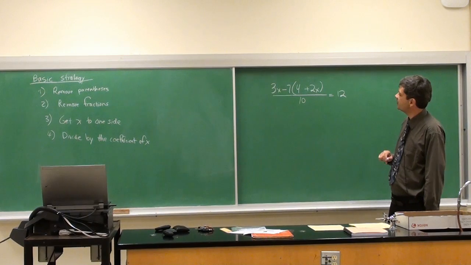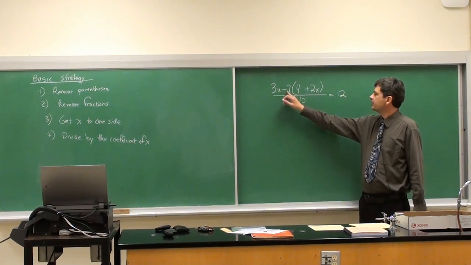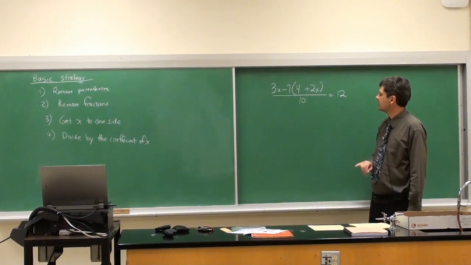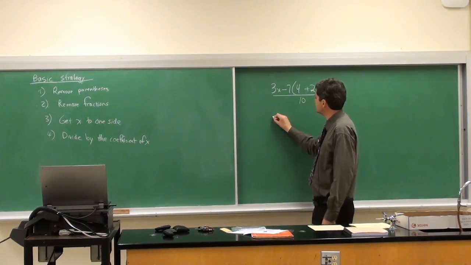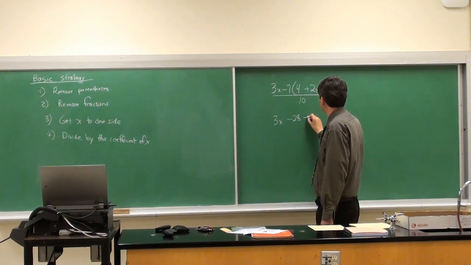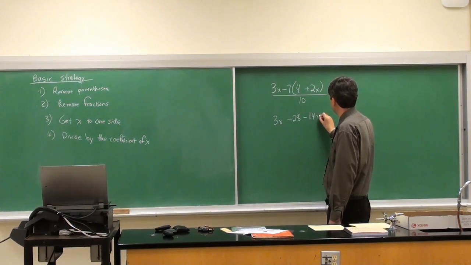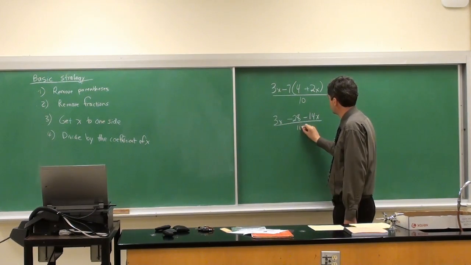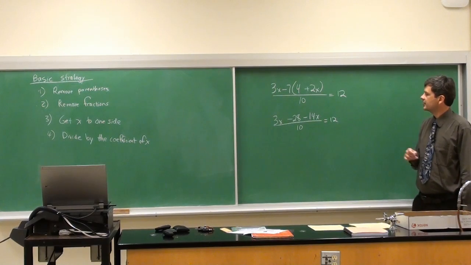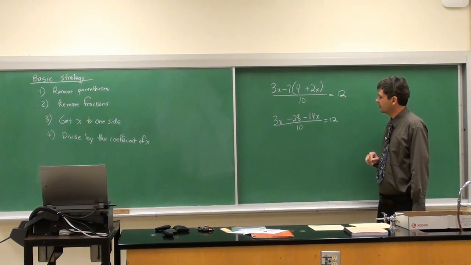So let's do this. First, I'm going to remove the parentheses by multiplying this -7 through. -7 times 4 and -7 times 2x. So this is 3x minus 28 minus 14x. I didn't actually do anything to both sides of the equation. I just got rid of the parentheses here.